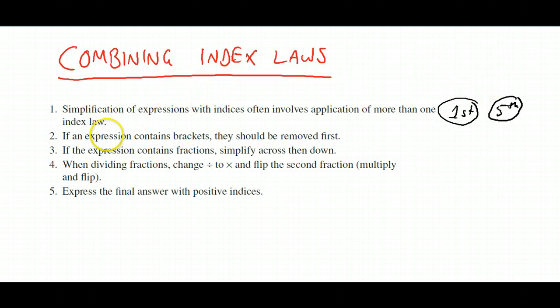The second thing to remember is if an expression contains brackets, you've got to get rid of those first. That should be the first step in simplifying any expression. Get rid of the brackets first. So you've got to get rid of the brackets.